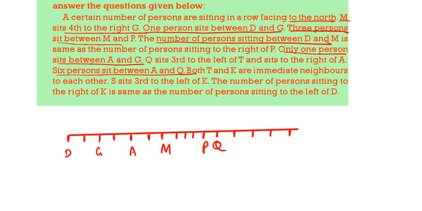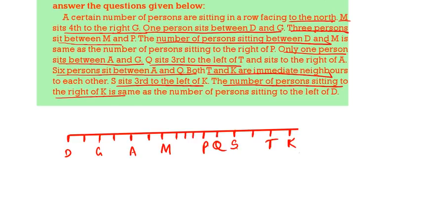So here we will get Q. Then Q is sitting third to the left of K. That means Q right third is T. Then both T and K are immediate neighbors, so you take K here. S is sitting third to the left of K. The number of persons sitting to the right of K, there is no one to the right of K, is the same as the number of persons sitting to the left of D. There is no one to the left of D. So this is the correct arrangement.